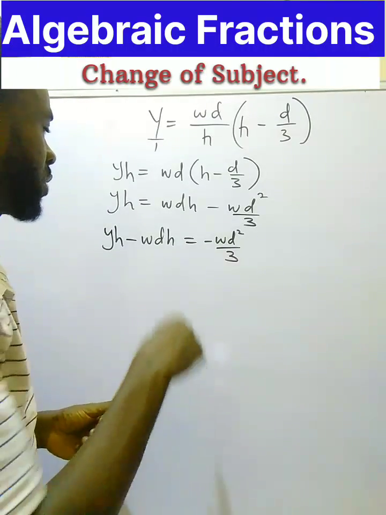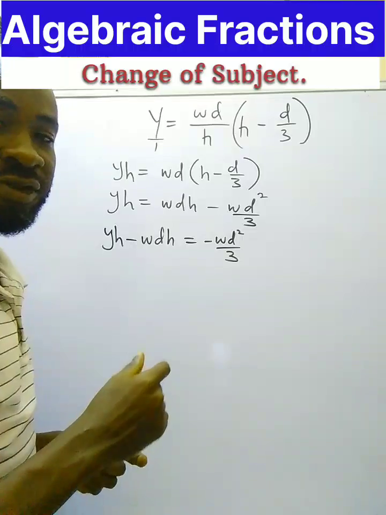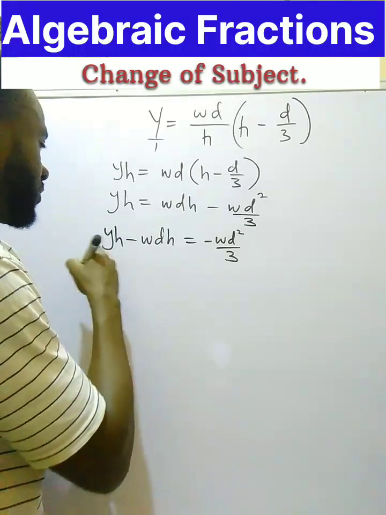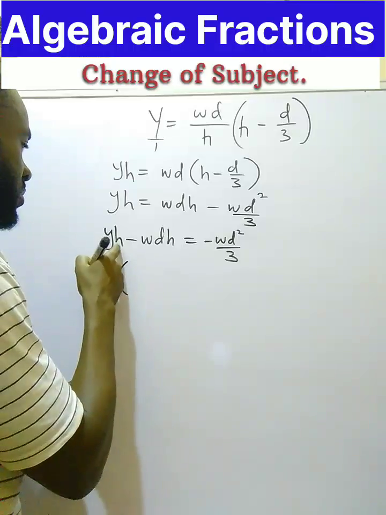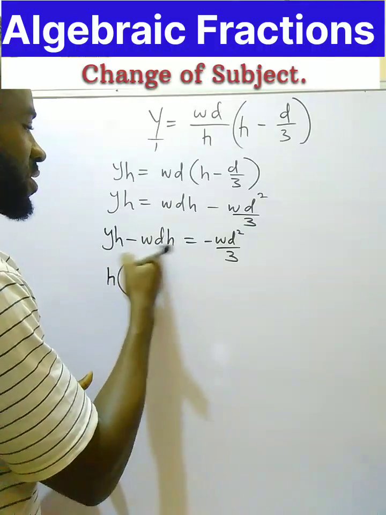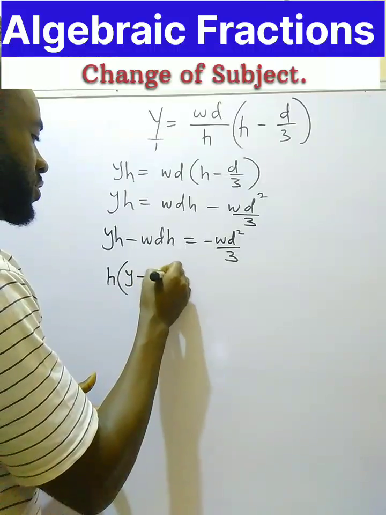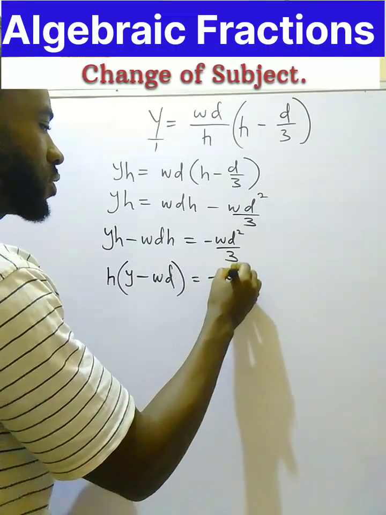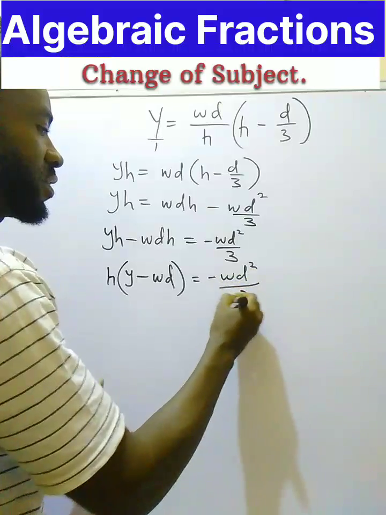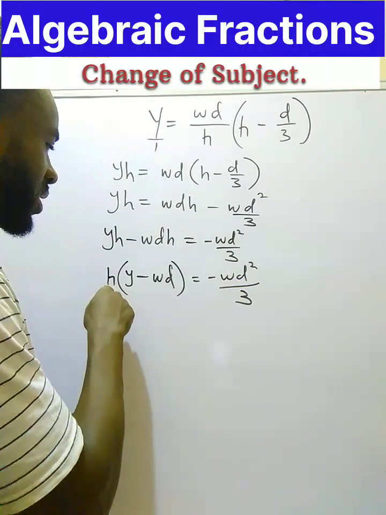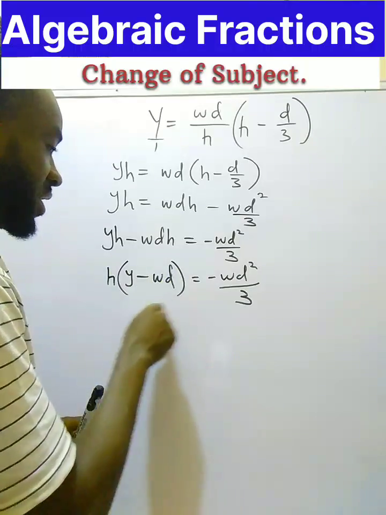Okay, so now remember h is what we are looking for, so I'm going to factor it out. So if I bring out h from this term, I'm left with y. If I also bring out h from this term, I'm left with wd. So I've factored it out. So I have a wd square over 3. Can you see that?